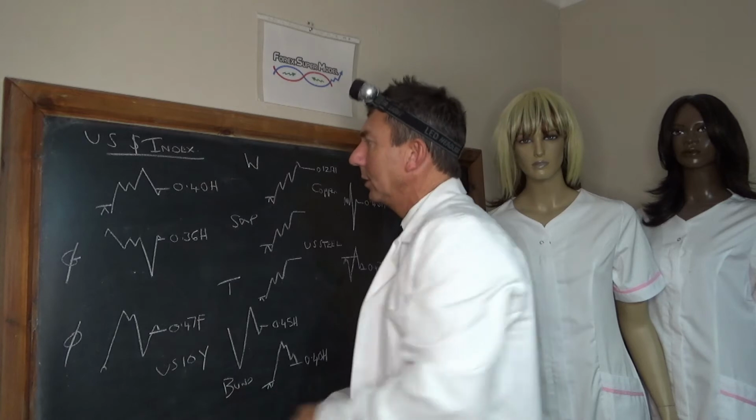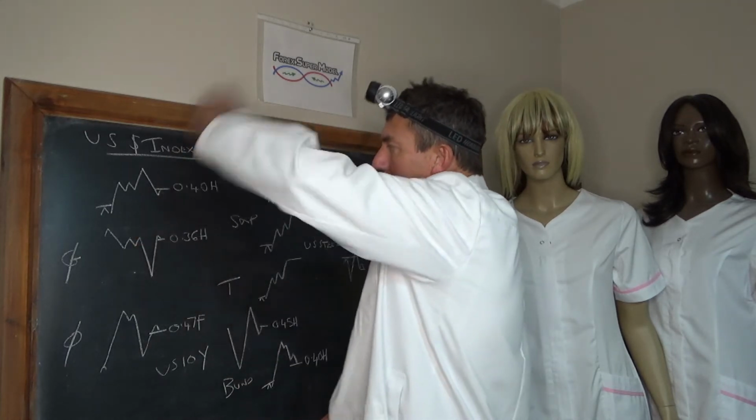Right, we're back. We've written up the asset classes. So US dollar index then, so it had double top, it broke, it came back.